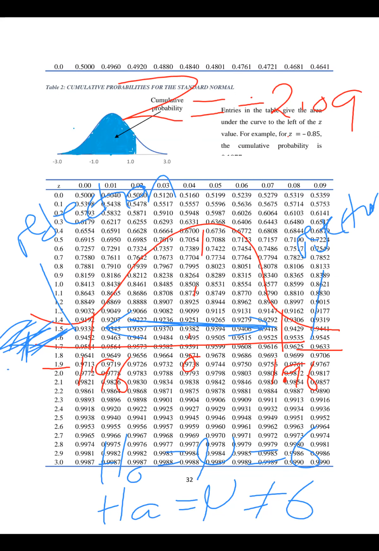So now, since this negative 2.09 falls in the rejection region, we therefore reject the null hypothesis, which states that mu is equal to 6 grams. So we can confidently say, at the 99 percent confidence level, that we reject the null hypothesis. Clear?